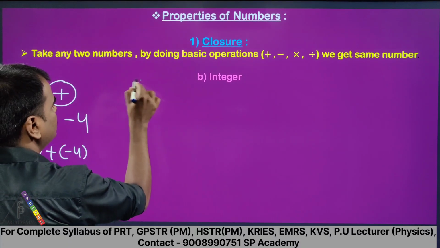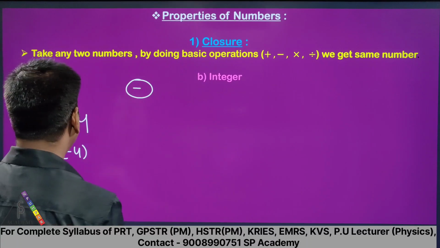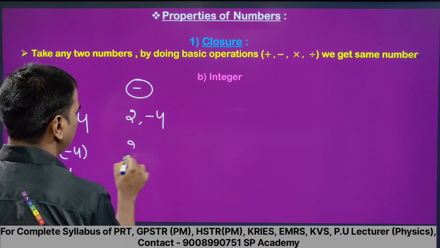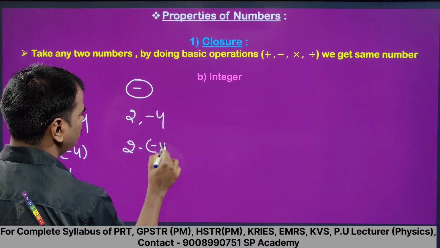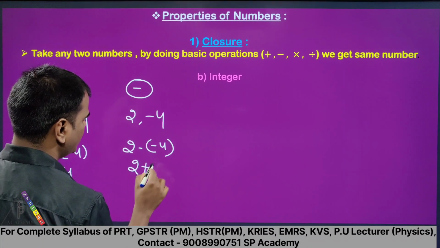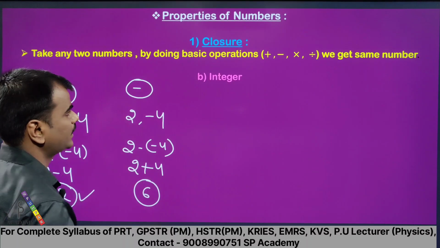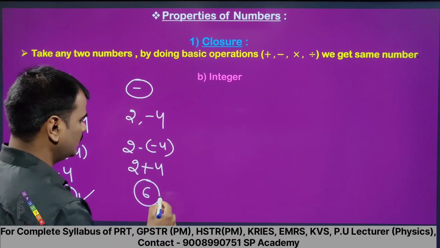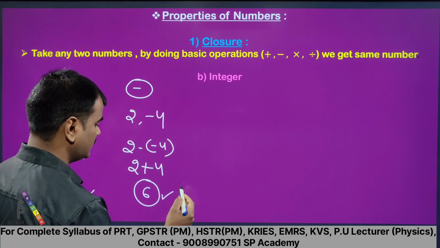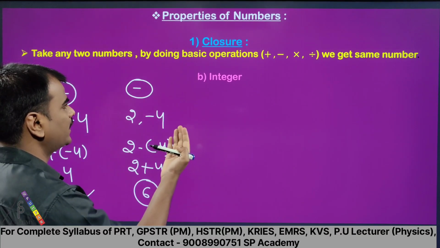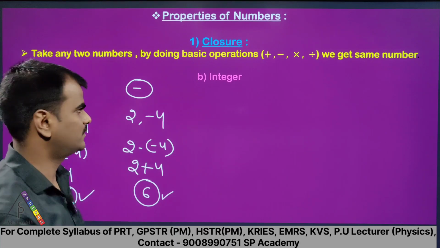Next, we'll see for subtraction. Okay, 2 minus -4, that is 2 plus 4, that is 6. Now this will give another integer. Plus 6 is also an integer. Therefore, the closure property for integers under subtraction is valid.